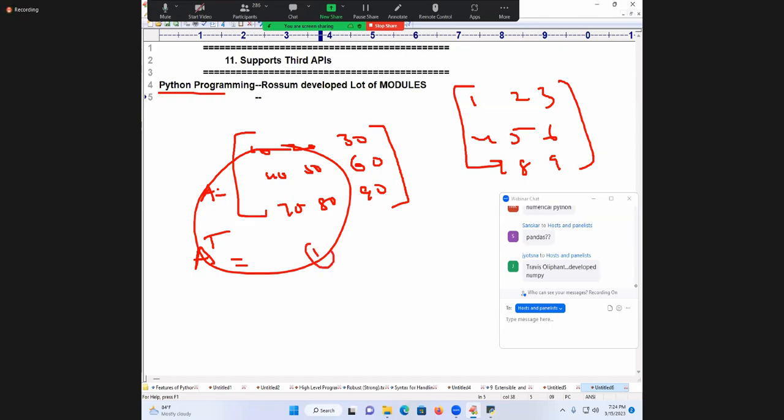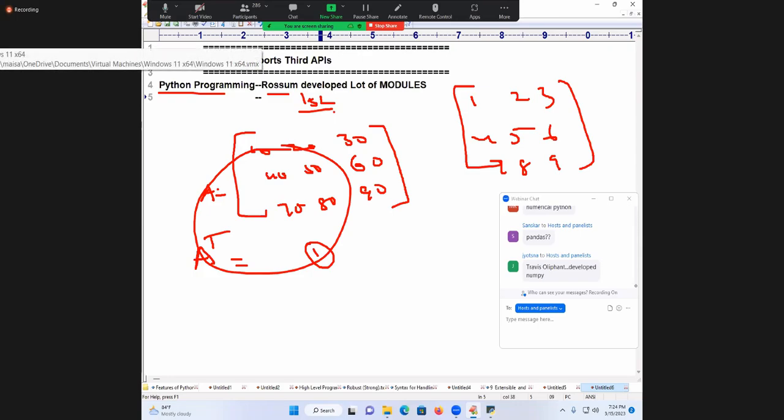How many lines of code? One line of code I will write. If I want to do it in plain Python code, I have to write 15 lines of code, which is complex for me to write. A data scientist wants to use matrices in a data science algorithm. I'll go for what? I will install the NumPy module and directly use matrix operations.